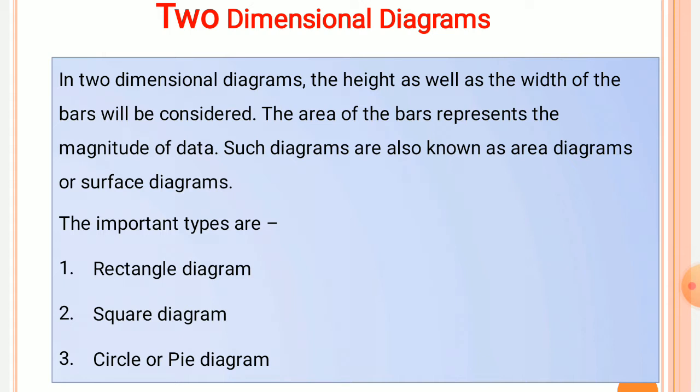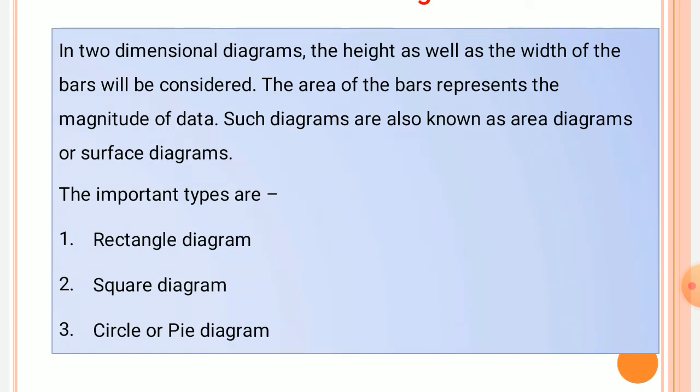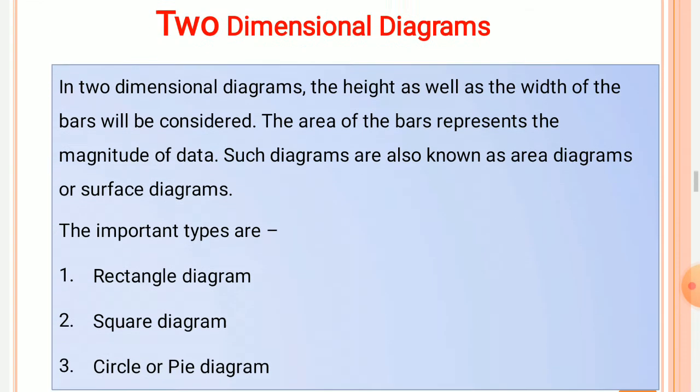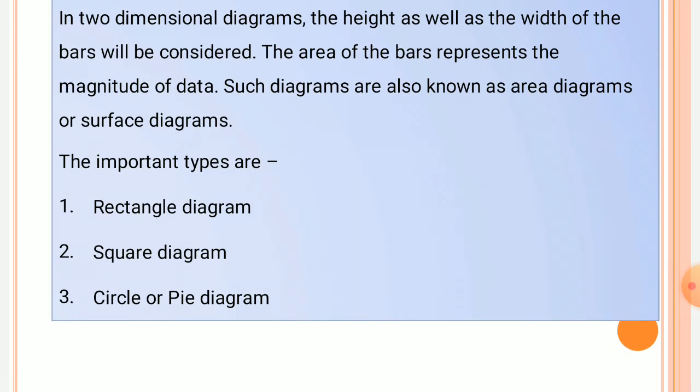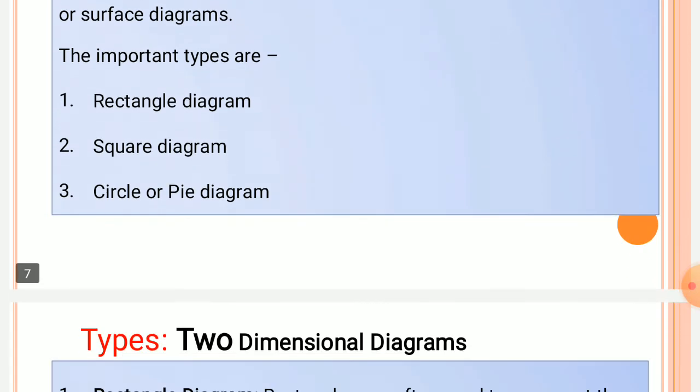Two-dimensional diagrams are constructed for analyzing statistical data. Here the height as well as width of the bar is to be considered, and the area of the bars represents the magnitude of the data. Such diagrams are also known as area diagrams or surface diagrams. The important two-dimensional diagrams are rectangle diagram, square diagram, and circle or pie diagram.